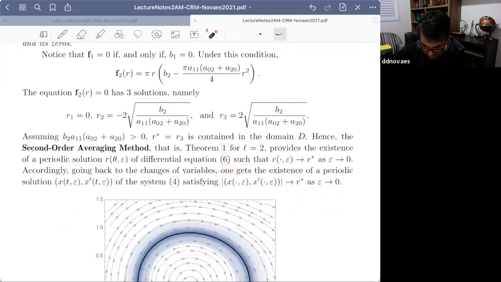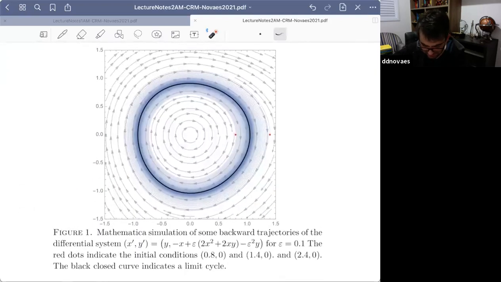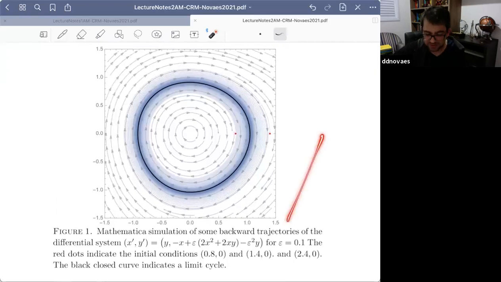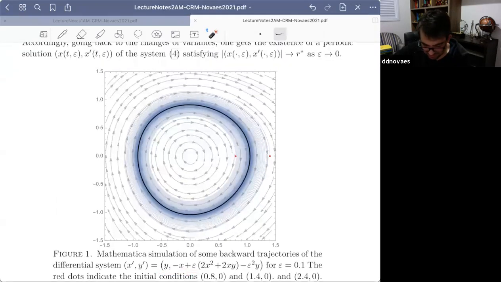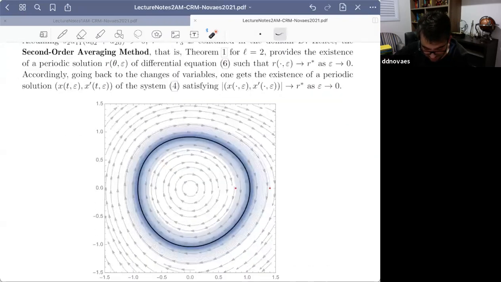So here I have provided a Mathematica simulation for some specific values of the parameters. Here we have a quite general result because I just have to impose this condition in order to have periodic solutions. Here I am assuming some numerical values for the parameters.